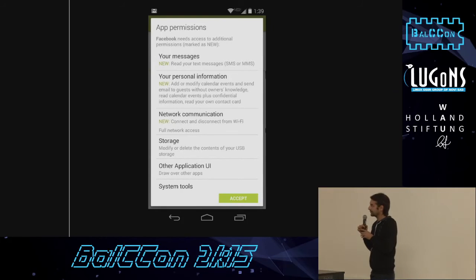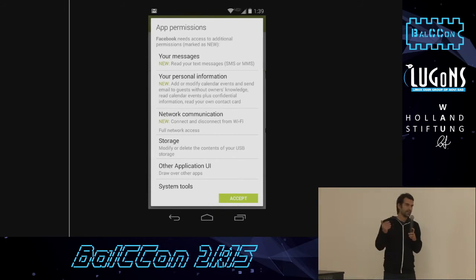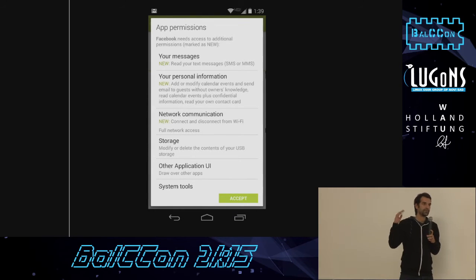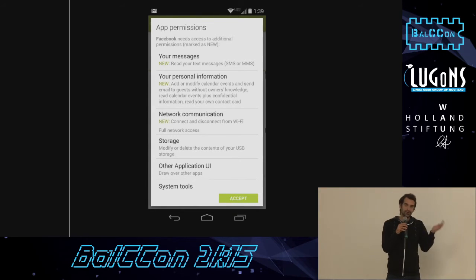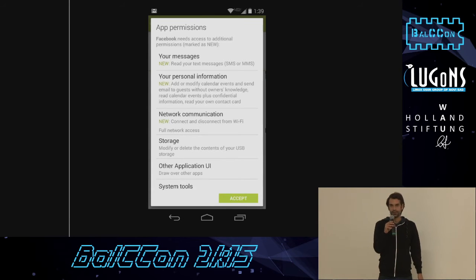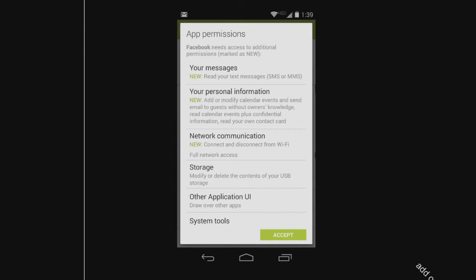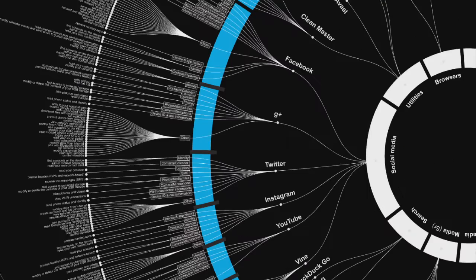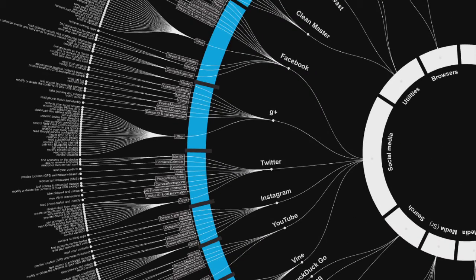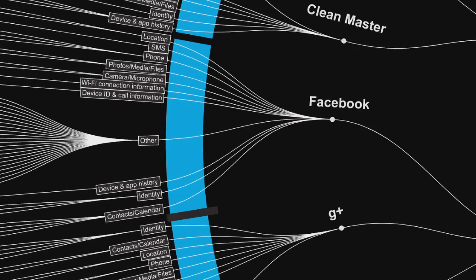When you are downloading an application, you are clicking something like this. Do you accept? Yes, yes, yes, I accept, I accept, I accept. And more or less, you never read what you are accepting. So we did some kind of research. We studied the most popular applications for mobile phones and tried to analyze what kind of information you gave them permission to collect from your mobile phone. For example, Facebook.